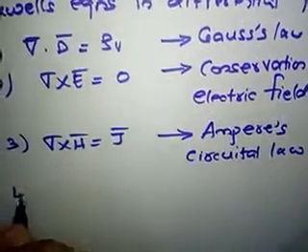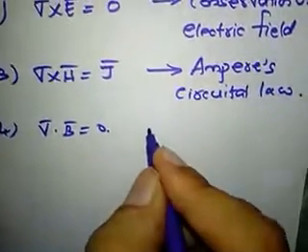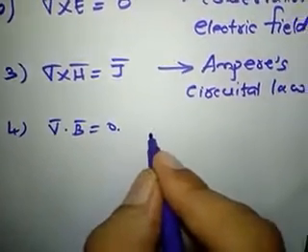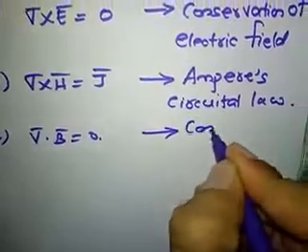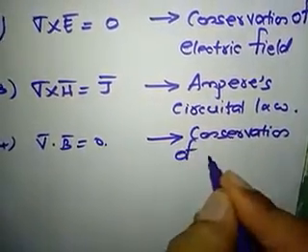Then the fourth equation, del dot B bar is equal to 0. Just now we saw that in our previous topic, del dot B bar is equal to 0. This is the law of conservation of magnetic flux.